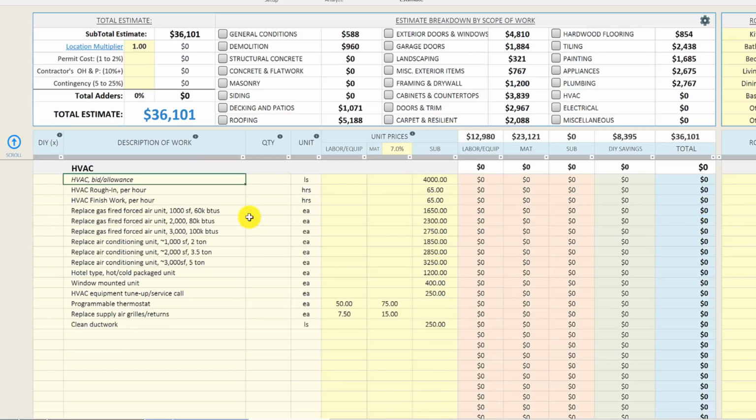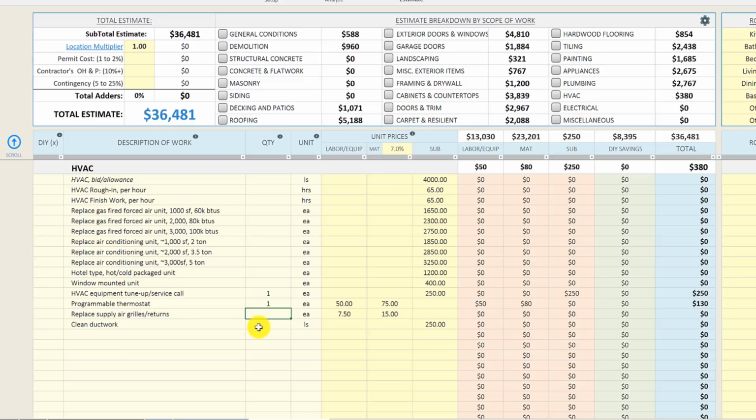HVAC, so the HVAC on the property was actually fairly new. We ended up paying about $250 to have somebody come out and tune up the air conditioning on the property, but other than that, we just installed a new programmable thermostat for the property.